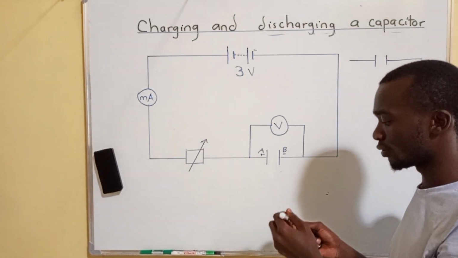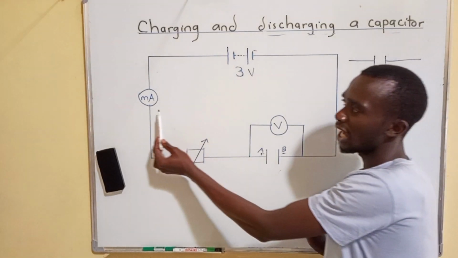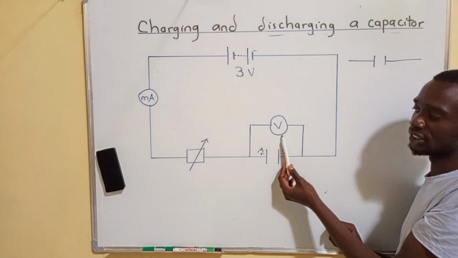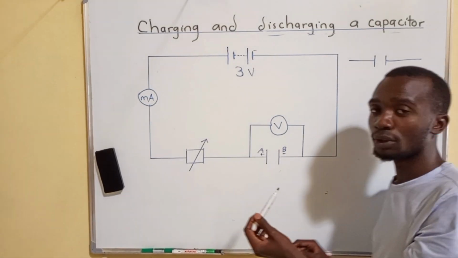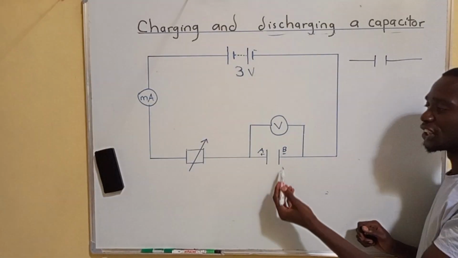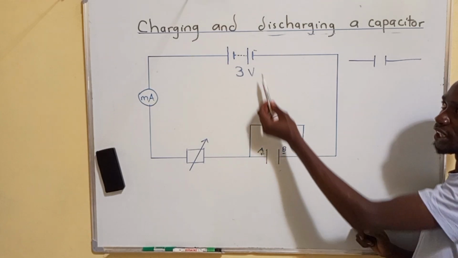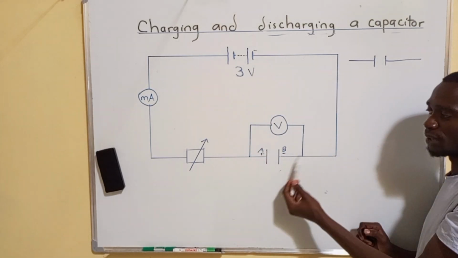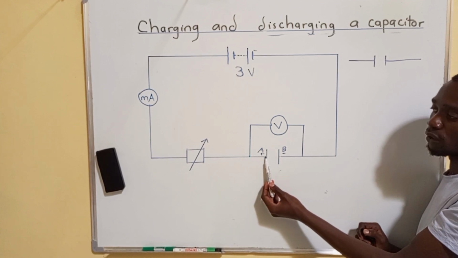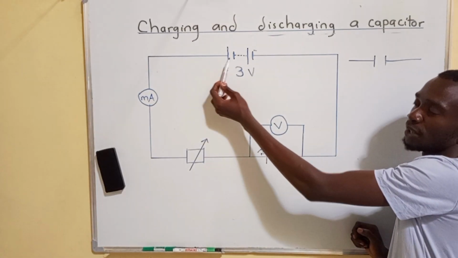So during the charging of a capacitor, it is usually observed that the milliammeter reading decreases while the voltmeter reading increases. This voltmeter has been connected across the capacitor, so it increases because the capacitor is being charged. Charges are flowing to the capacitor. So the negative charges are flowing to plate B. At the same rate, the negative charges are flowing from plate A to the positive terminal of the battery.